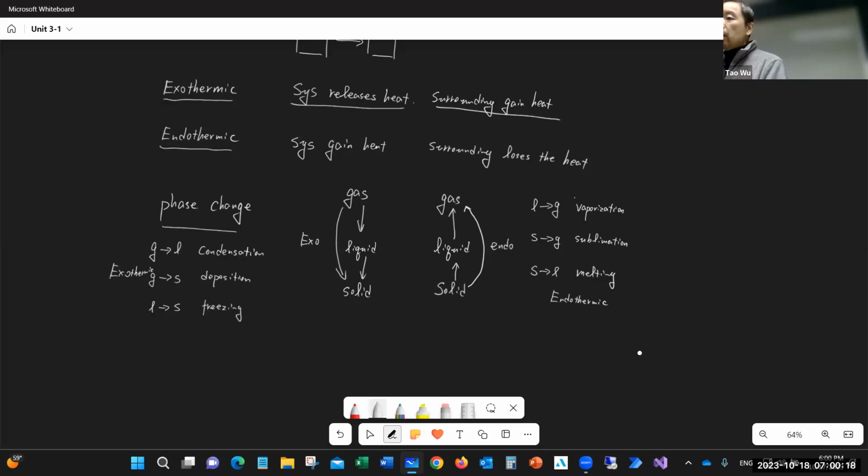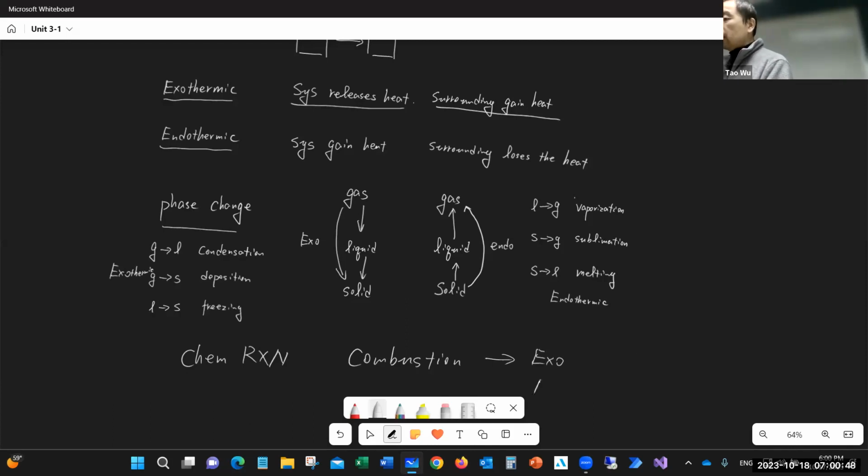Some of the chemical reactions can be exothermic, like combustion reactions. Combustion reactions are exothermic for sure, because we're producing heat, right? So everything you burn is definitely exothermic.